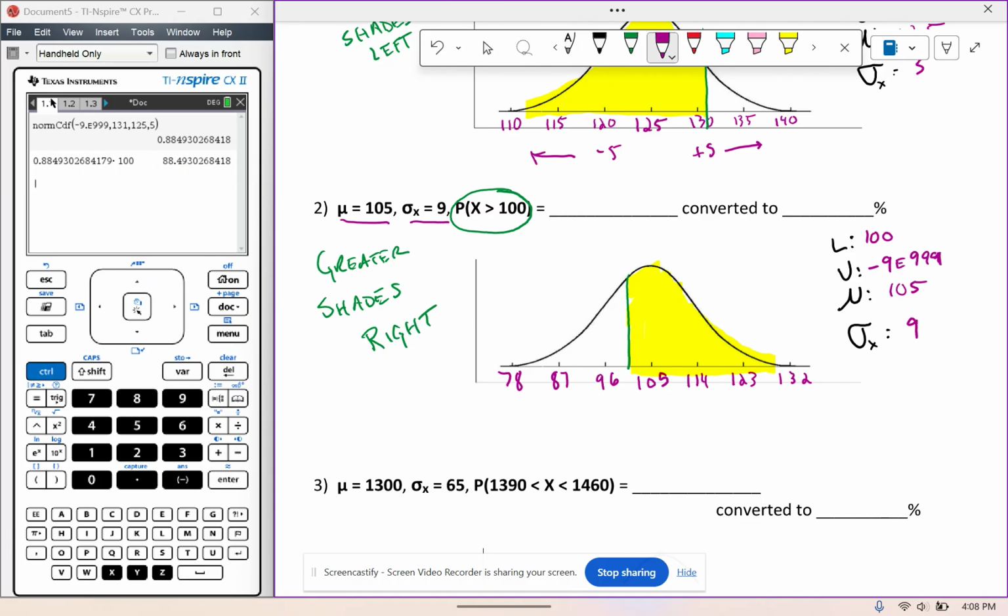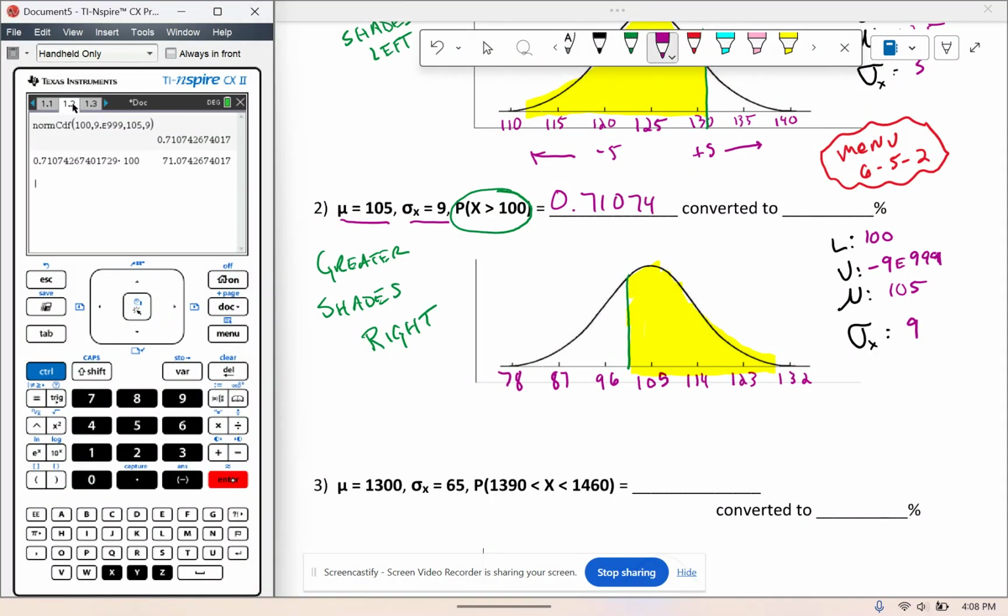When I put that in the calculator, hopefully I put it in correctly. I already put it in. Again, if you don't remember, this is menu 652. We've already done this. I have other videos on this, so hopefully you remember this. When I put it in, I get 0.71074. Times that by 100, and my percent is going to be 71.07%. That's my answer. Hopefully not too bad.